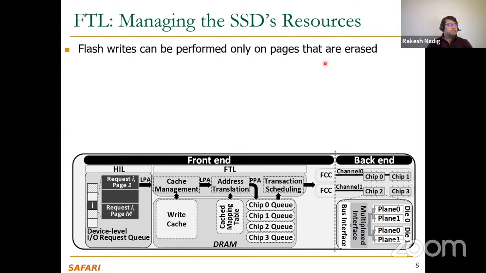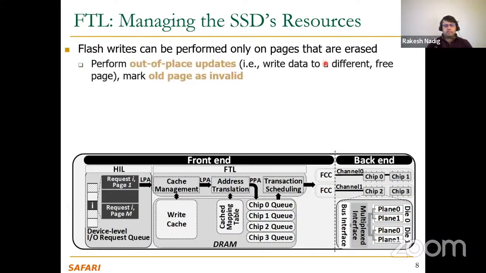The FTL, as I said, manages the SSD's resources. And why do we need the FTL? The reason is that flash memory itself has an inherent limitation: any new write on a page should be preceded by an erase operation. So flash writes can only be performed on pages that are erased. Every time there is an update for a logical address sent by the host, we need to perform out of place updates, which means that we write data to a different page, and then we mark the old page where the previous data was written as invalid.